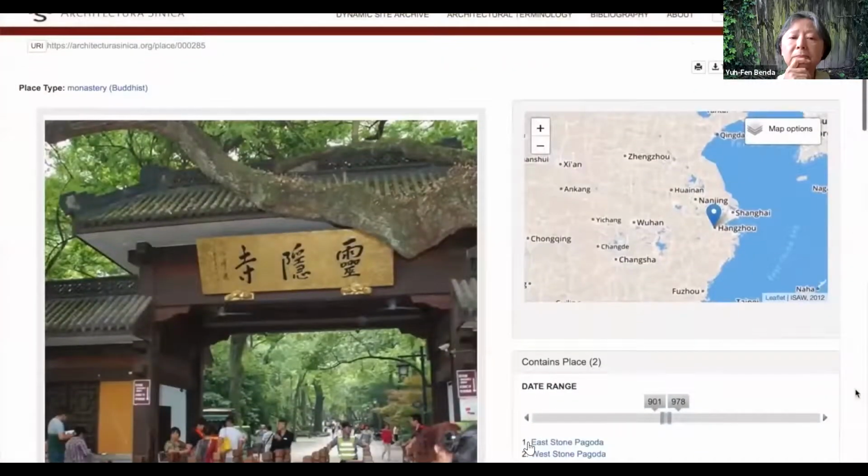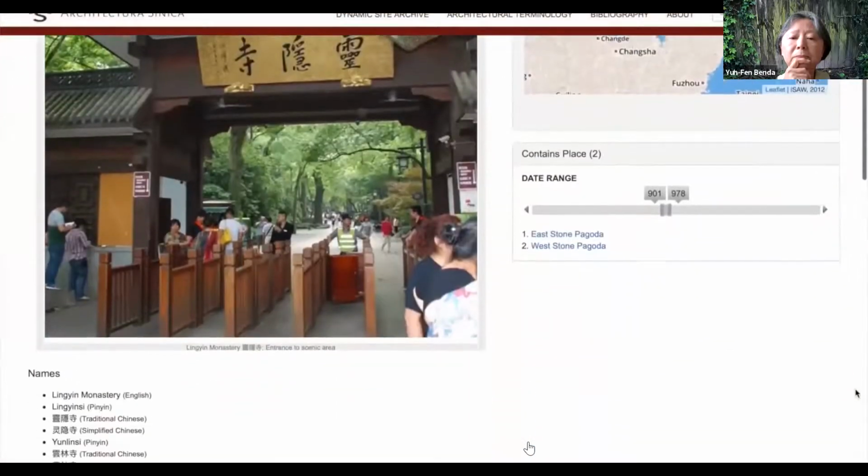My name is Chisen Song. I'm a graduating senior of the class of 2020, majoring in History of Art and European Studies. I'm honored to participate in the Architectura Sinica project and contribute to the curation of sources for studying Chinese traditional architecture. My final project centers on Lingying Monastery, Lingying Si, in Hangzhou, China.